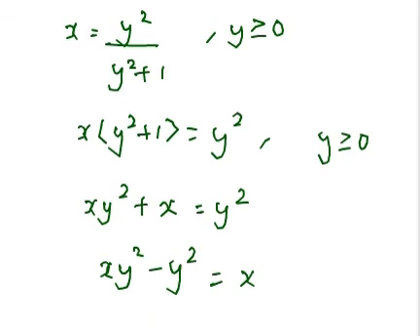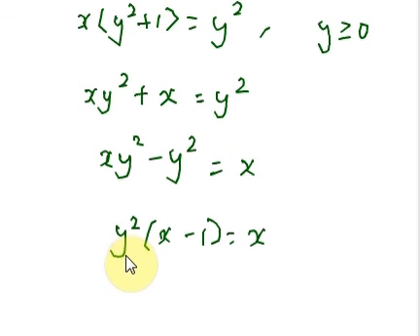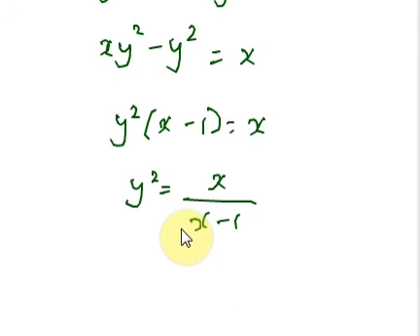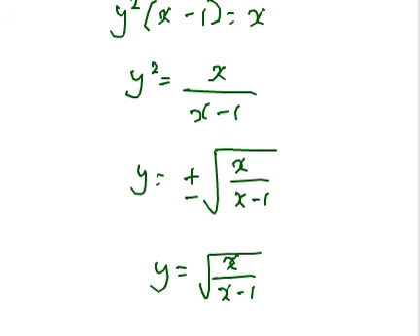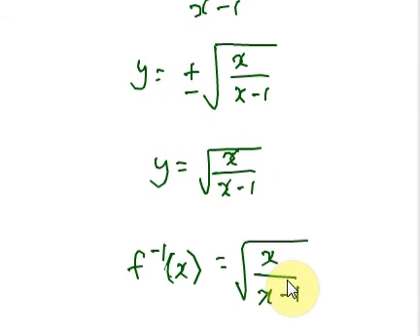To isolate y, we have to get rid of this coefficient, so divide both sides by x minus 1. We need to solve for y, so I want to get rid of this exponent 2. I'm going to take the square root on both sides. Hope you're clear till this step. Since y is greater than or equal to 0, we need to take the positive square root only. So y would be equal to this, and we call this f inverse of x. That's it for this example. Hope you're clear with all the steps. The steps are very simple. All you have to do is switch x and y and solve for y.